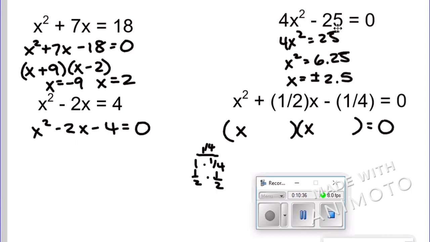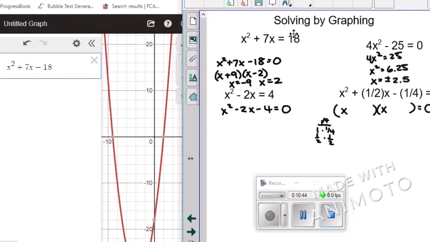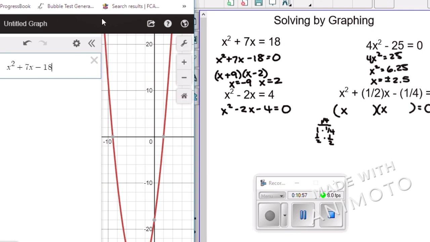Well, there's another way we can do it, and it's called solving by graphing. So let me show you this very quickly here. Okay, here's our first one, the x squared plus 7x equals 18. So I did the second step of subtracting the 18, getting it equal to 0. Then I could just type in the expression of x squared plus 7x minus 18. And for those of you that haven't noticed, I'm at Desmos here. So I typed that expression in, and then look at what you see here.